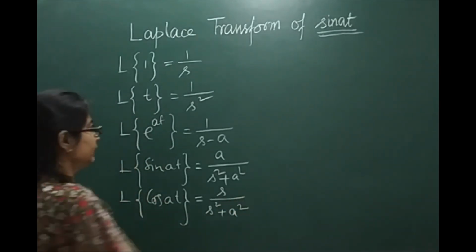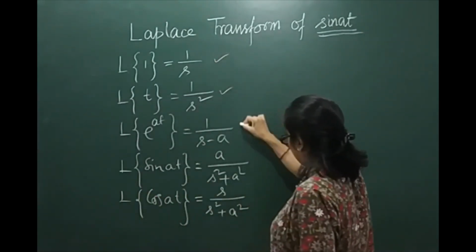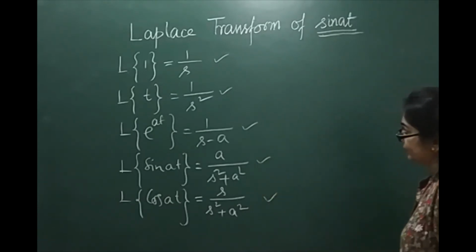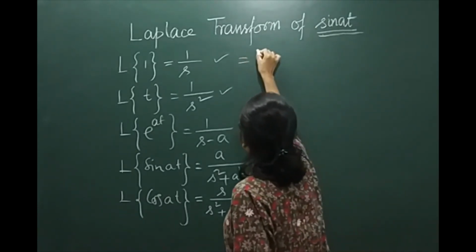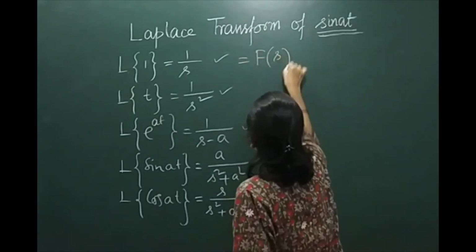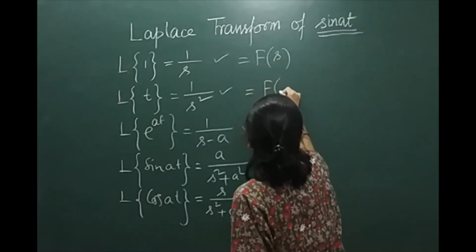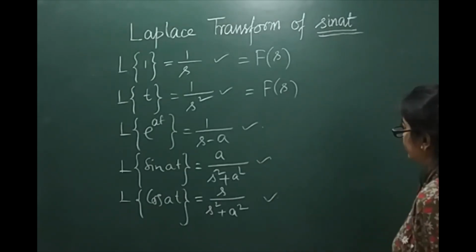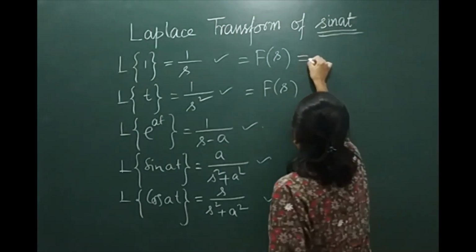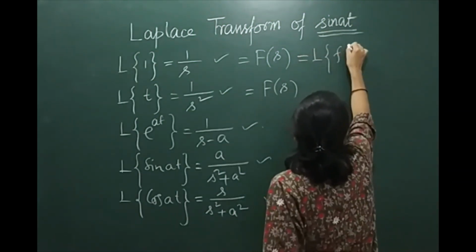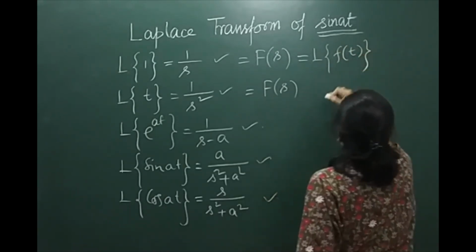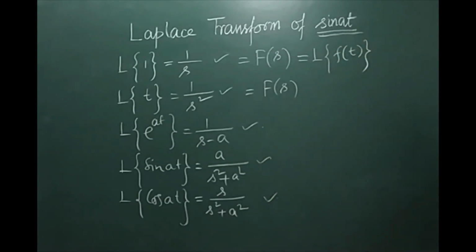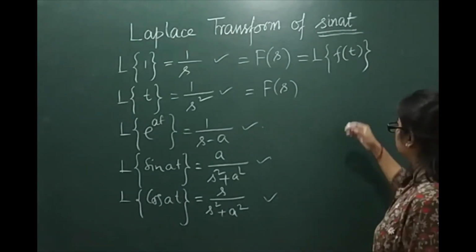Now look, on the right hand side, all of them are functions of s. So we can write F(s). This one also F(s). Similarly, these are also F(s). F(s) is the Laplace transform of the function f(t). So what does the Laplace transform do? Look here.